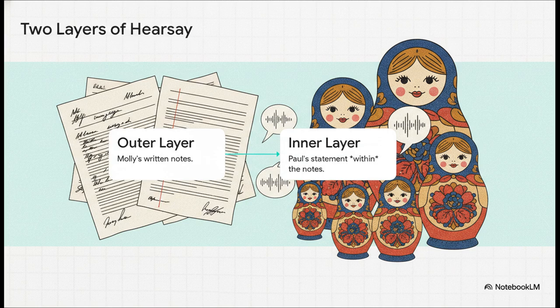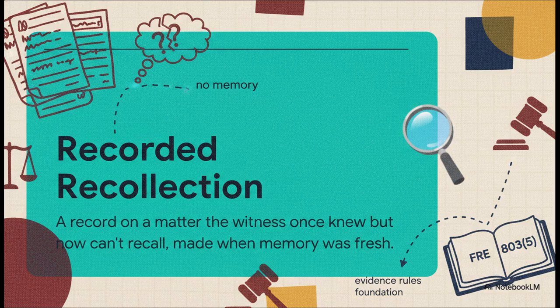You have to think of it like one of those Russian nesting dolls. First, you've got Molly's written statement, her notes. That's your outer layer of hearsay. Then, inside that statement, you have Paul's spoken words. That's the inner layer. For this thing to be admitted, we need a valid hearsay exception for each layer. So let's start with that outer layer, Molly's notes themselves.